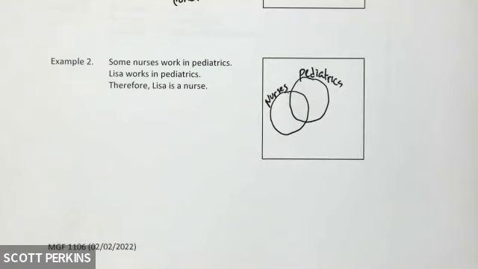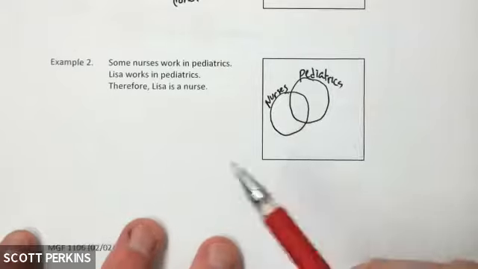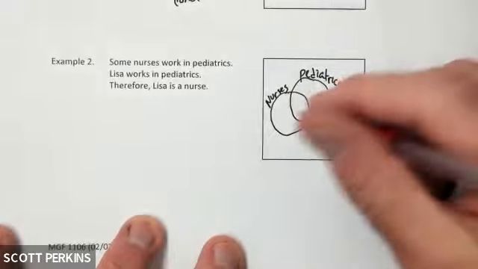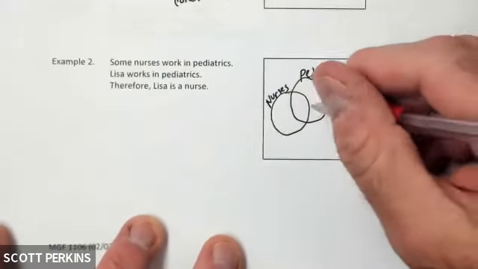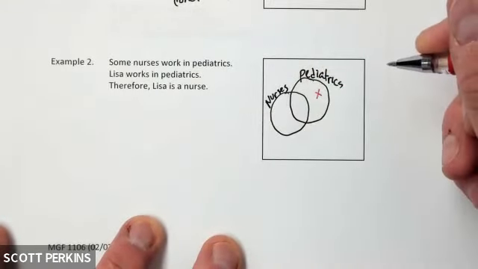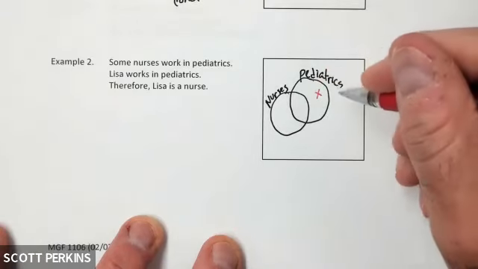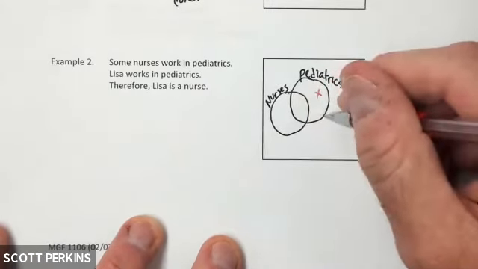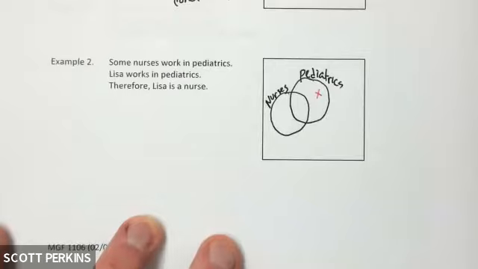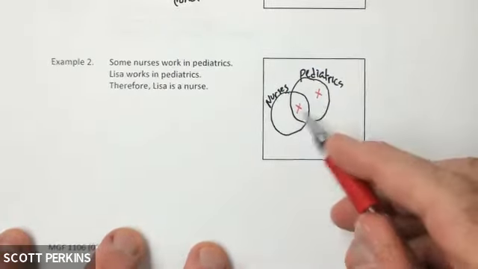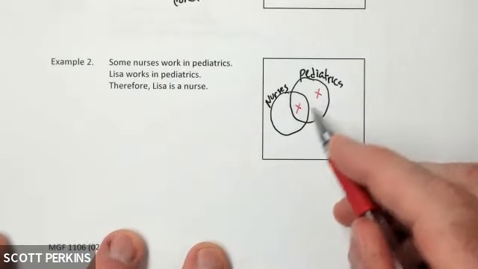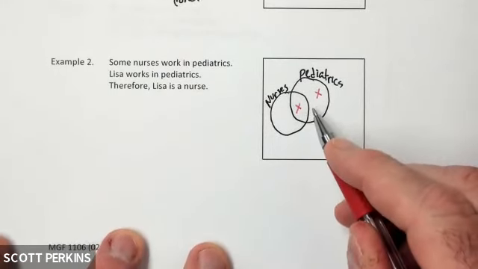Then we're told Lisa works in pediatrics. Now, here's the thing: don't assume anything about Lisa other than that she works in pediatrics. So if she works in pediatrics, can I put Lisa right here, inside the pediatric circle? Yes. But could I also put Lisa here? Yes, she could be in either place. Does either place violate the premises I was given?